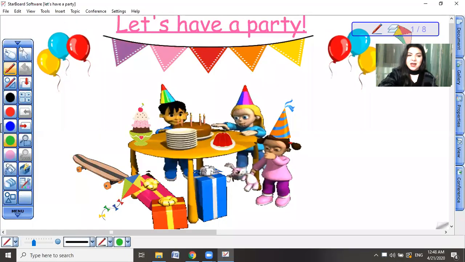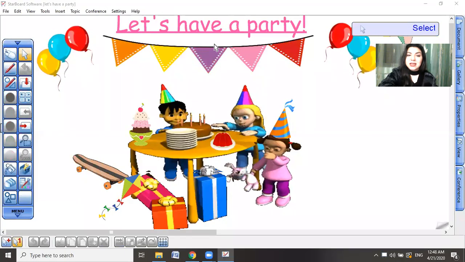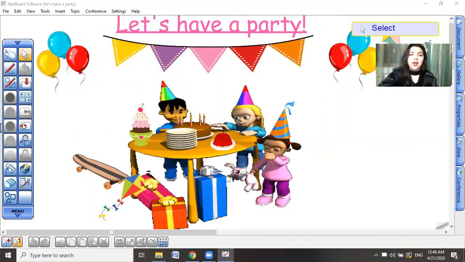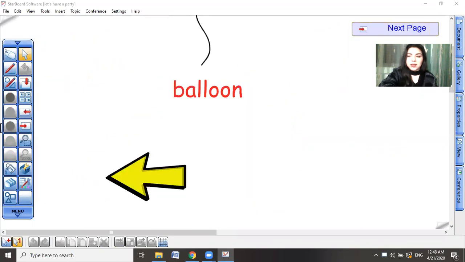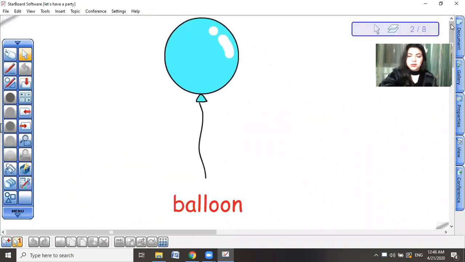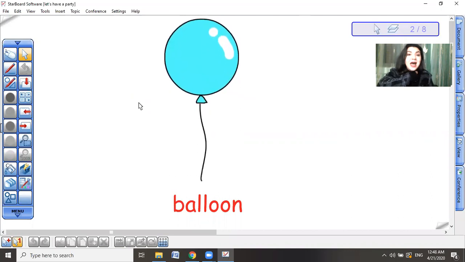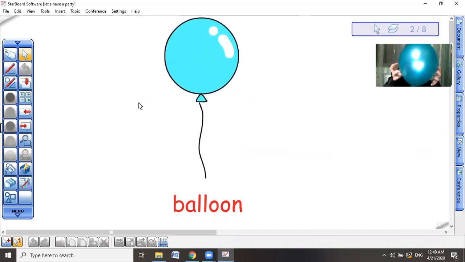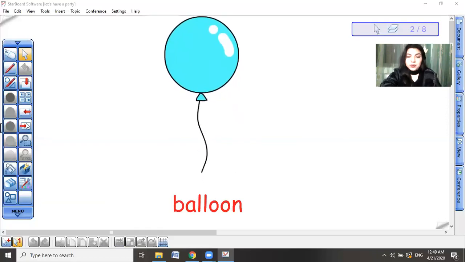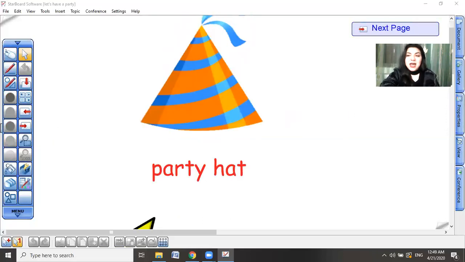So we said that the name of this unit is Let's Have a Party. Let's review the vocabularies. Now, what's this? It's a balloon. Good job. So, what's this? It is a balloon. Excellent.